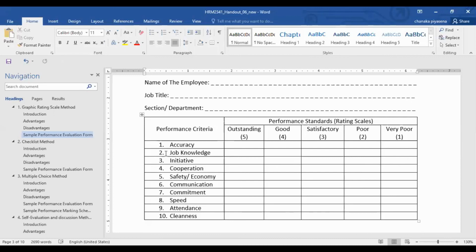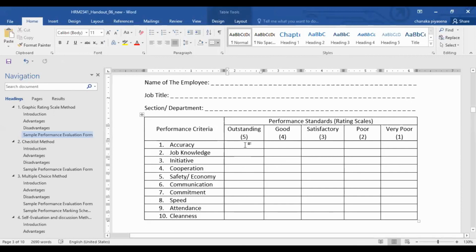When we consider employee A, first consider the criterion of accuracy. If their work accuracy is outstanding, we can put a right mark or cross mark in this column. After considering that criterion, we can move to the next performance evaluation criterion, that is job knowledge.